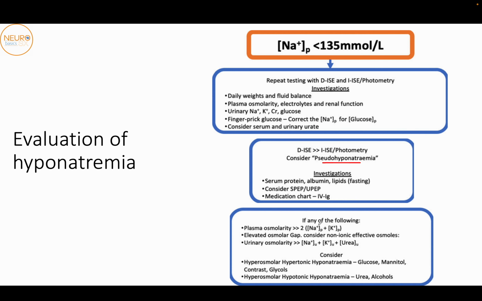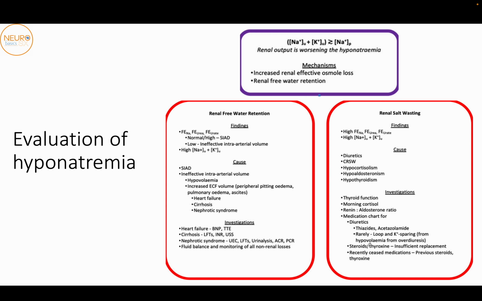What would be the estimated osmolarity? As we've already discussed the equation for estimated osmolarity, we need to compare both of these. So if the plasma osmolarity is much higher than the estimated osmolarity, there is some effective osmole present which is not accounted for. That usually might be mannitol or glycerol, right? So we need to check for that and then correct that accordingly.